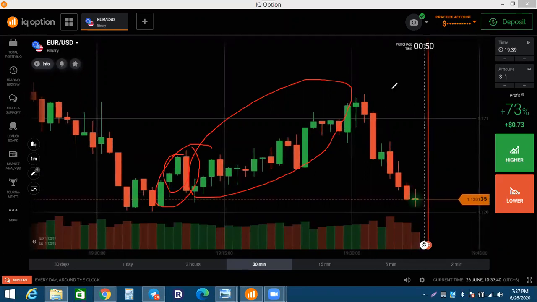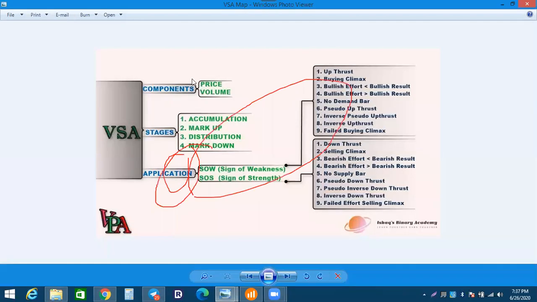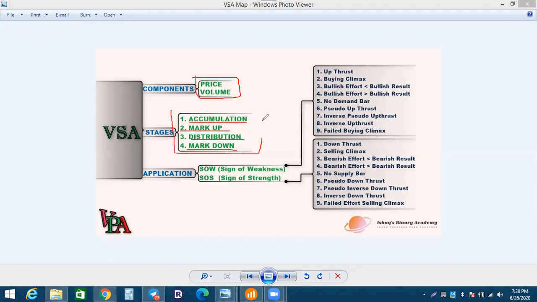Okay, so here on the slide, I'm going to show you something. Our course depends upon these things. These are the topics. We understand about the volume and the price, and then the VSA stages: the accumulation phase and the distribution phase. These are the two stages, and then markup and markdown. We must understand about the market trend.